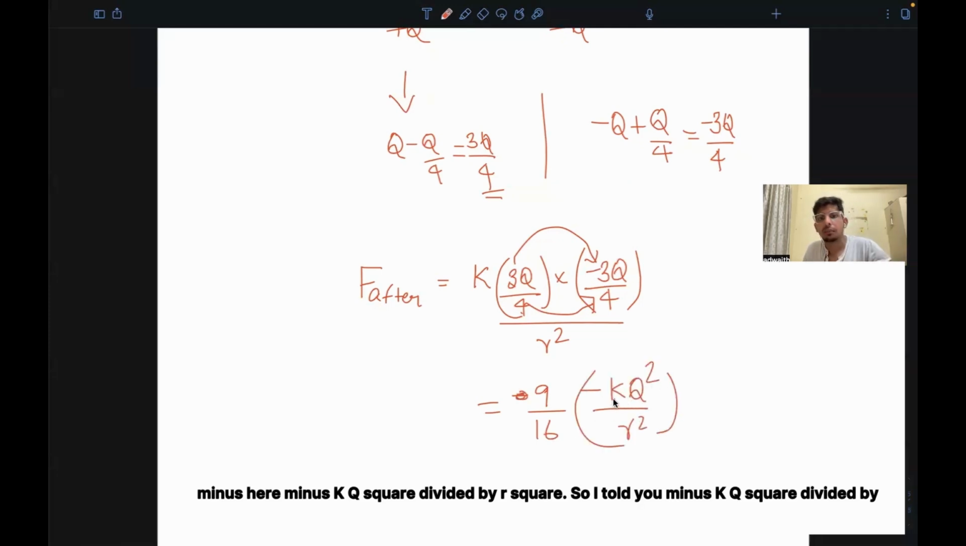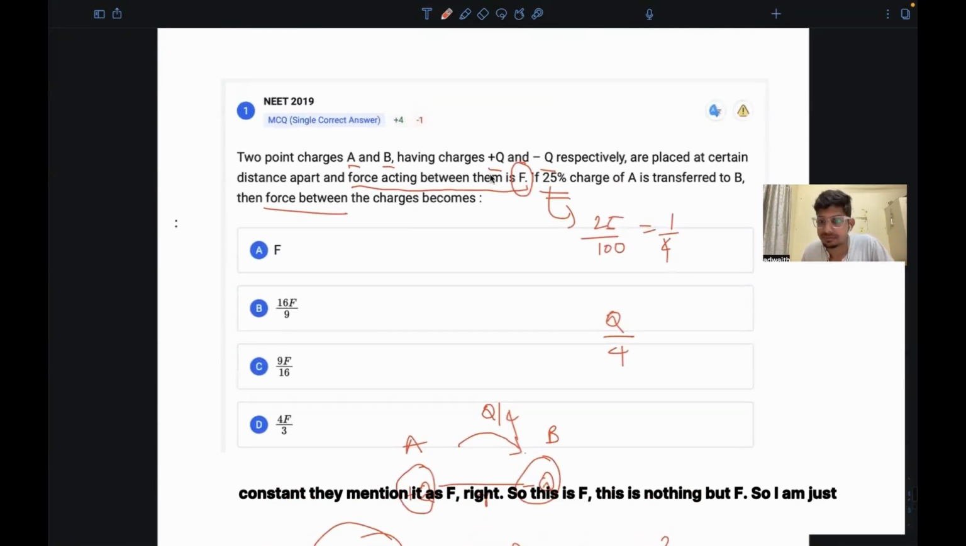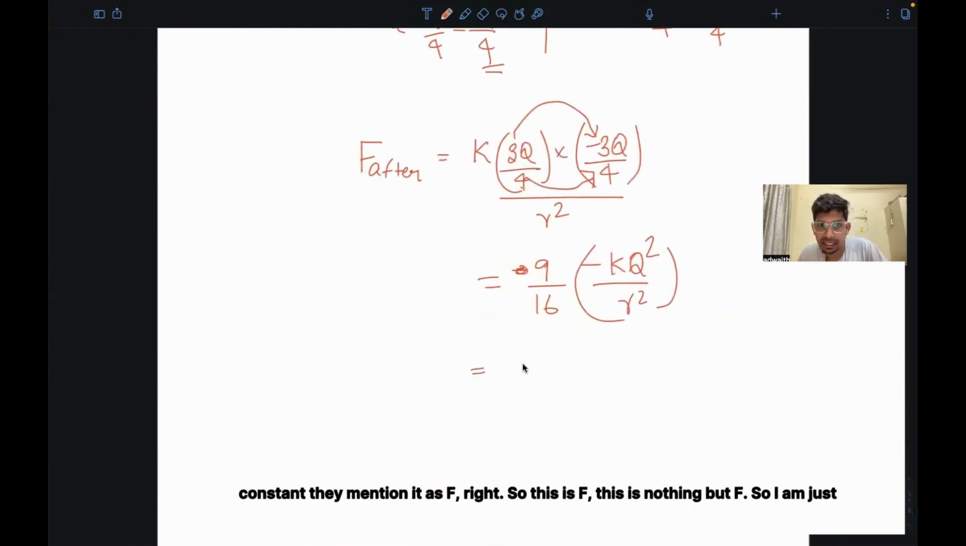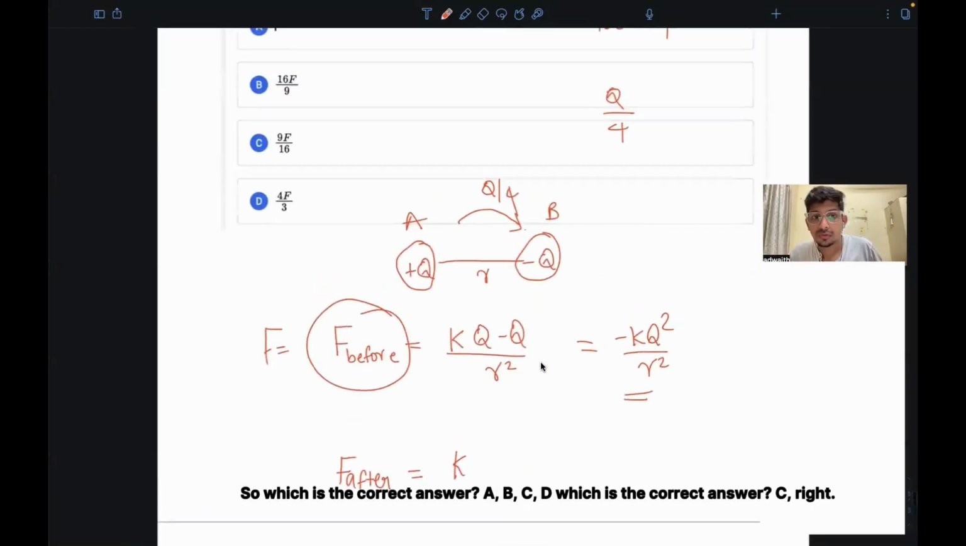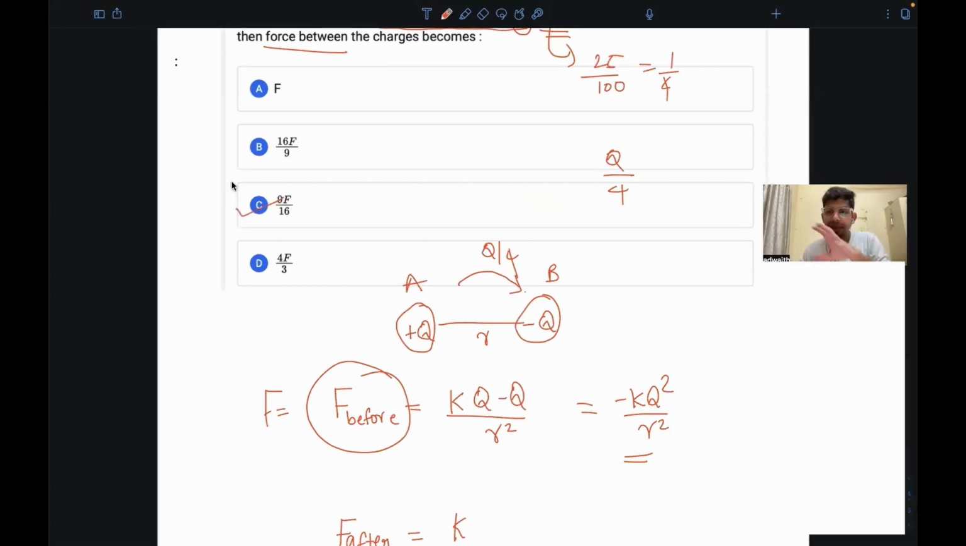I told you minus K Q square divided by R square is nothing but the force before. So I'm just calling it F, as in the question they mention it as F. So this is nothing but F, and I'm giving 9/16 into F. That will be the force experienced after you transfer the charges. So which is the correct answer, A, B, C, D? C, right?